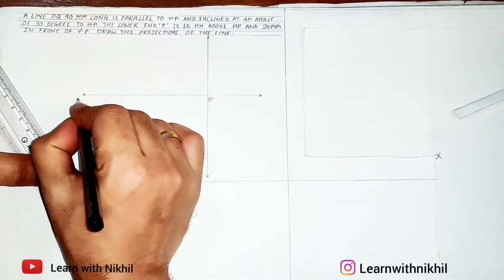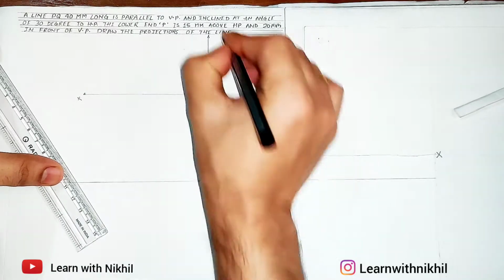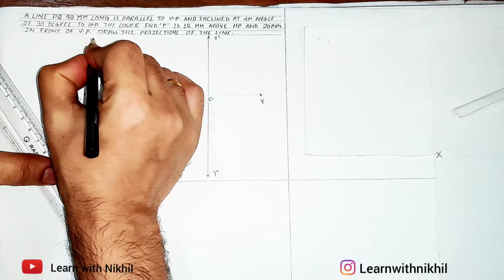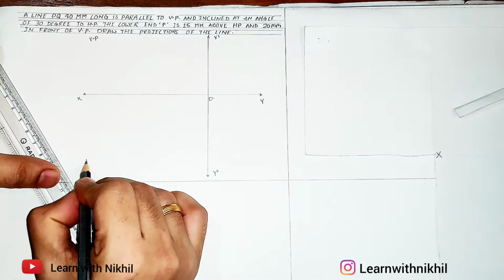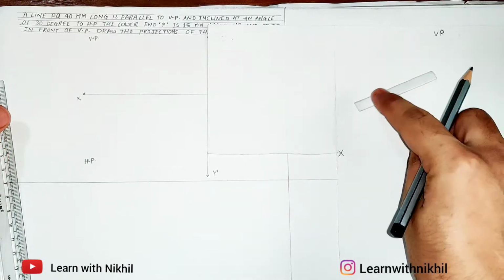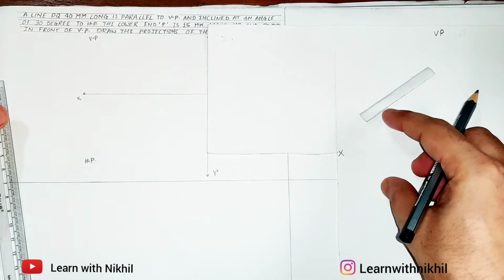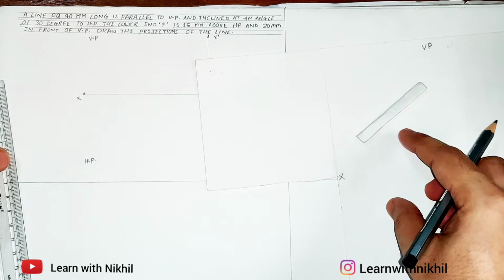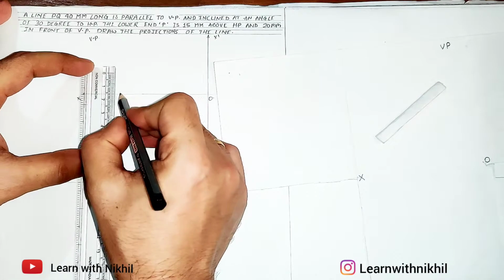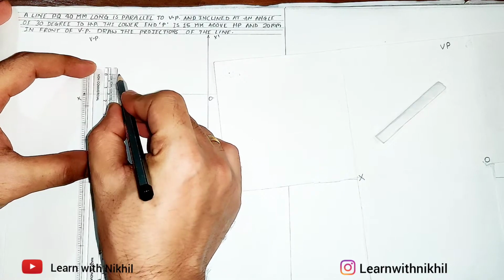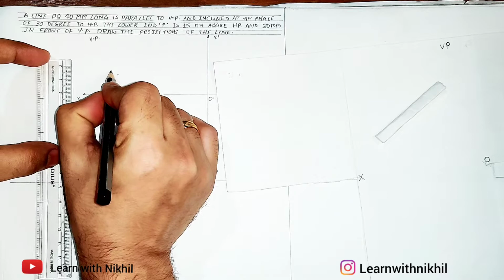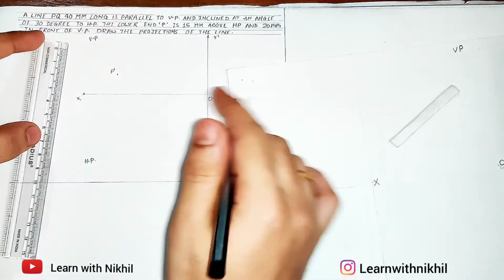So this is center axis O, this is XY, this is X dash, Y dash. This is the vertical plane and this is the horizontal plane. So it's the slant line. This distance is 15. So first I'll mark a point 15 above. I'll write it as P dash.